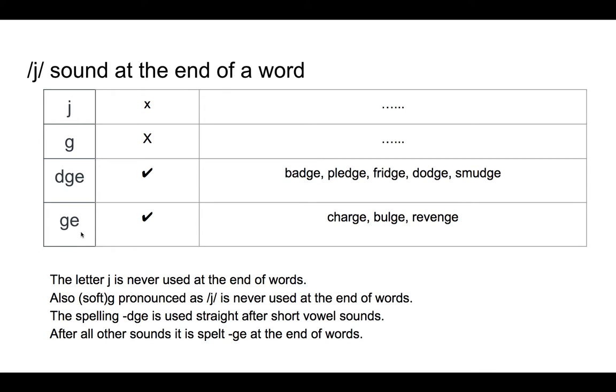For this we have a rule. When you hear the J sound at the end of the word, just check the letter before it. If you find a short vowel sound just before the J sound, then you use the trigraph DGE. In all other places, at the end of a word, if you hear the J sound, use the digraph GE.